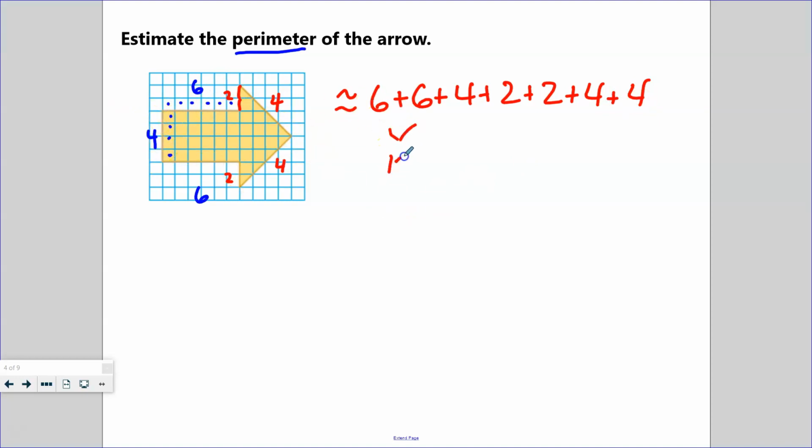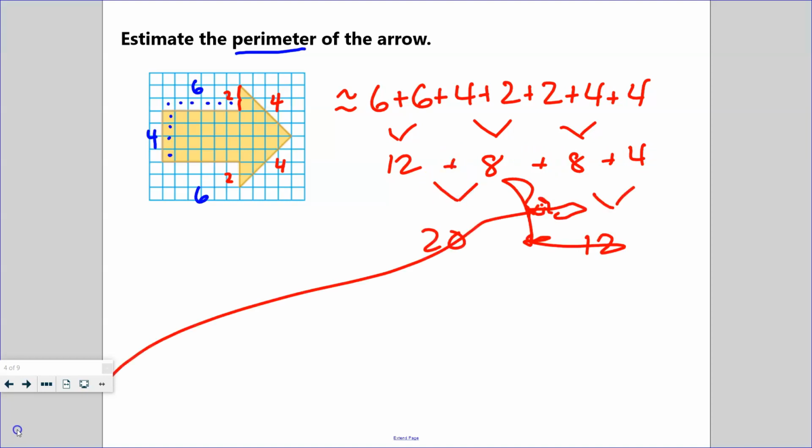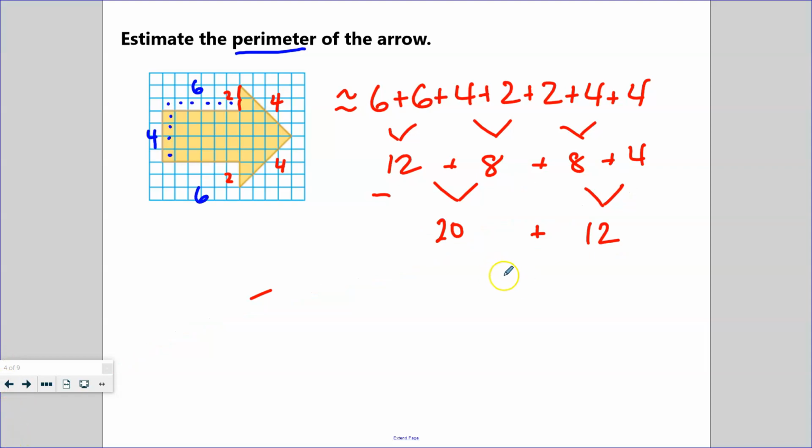Right, so 12, we have 8, 8, and 4. Now I fixed my pen, it was kind of going wild there. So 20 plus 12 would be approximately 32. Now these next, I'll put units on there.